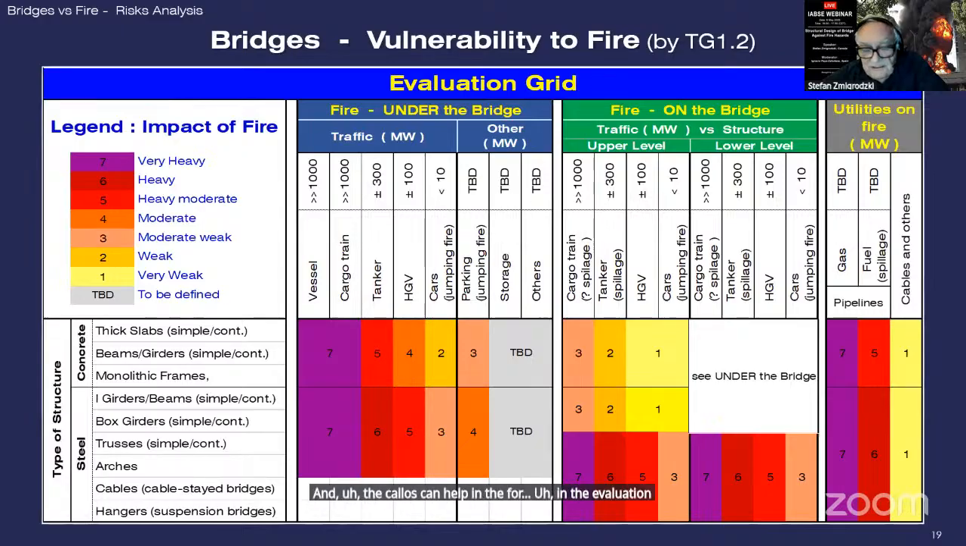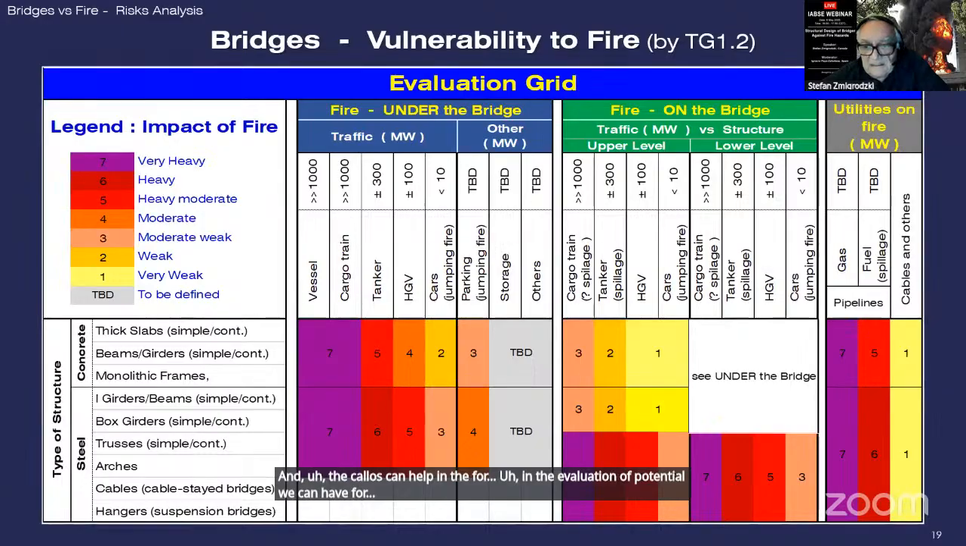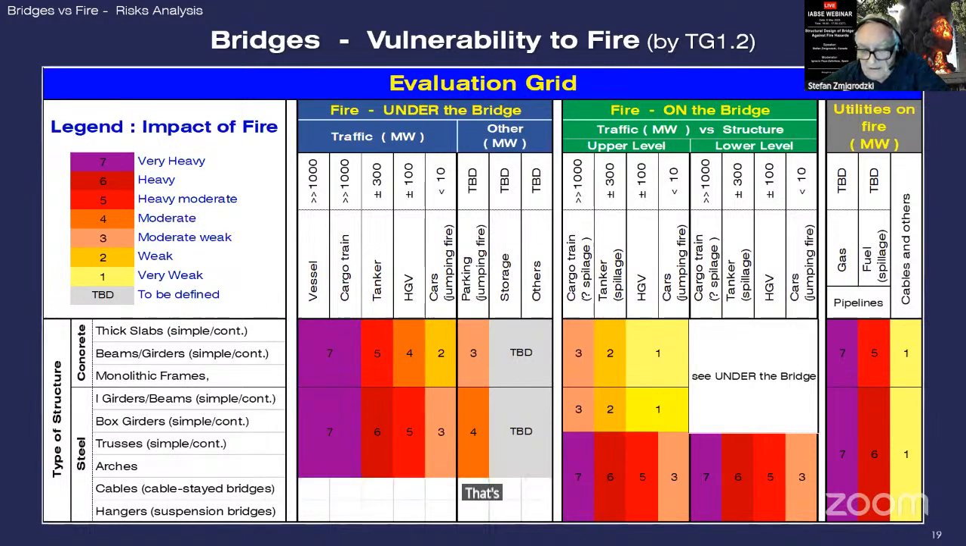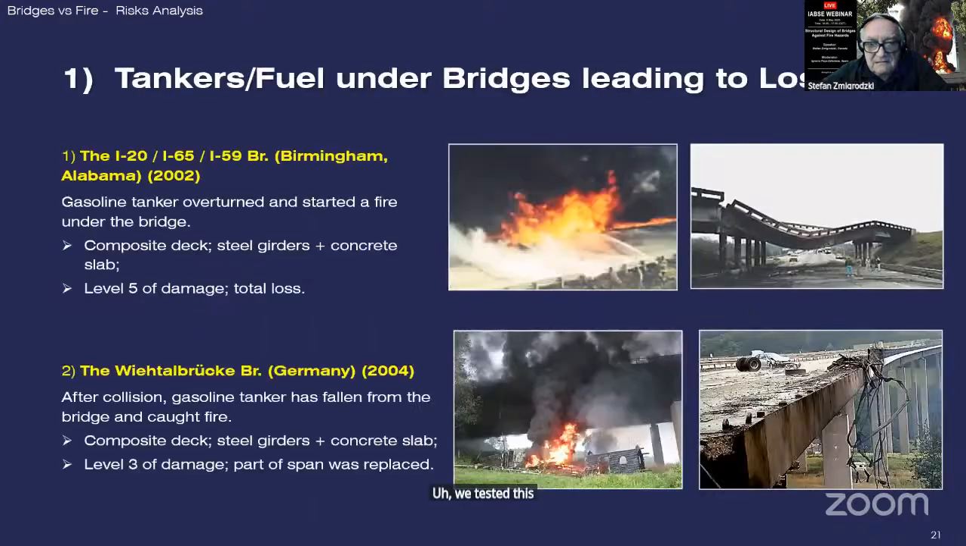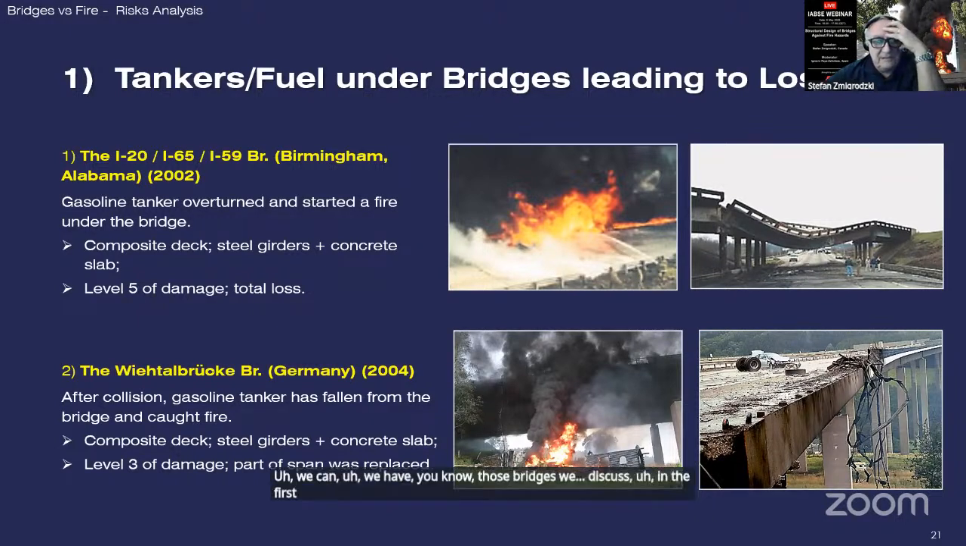The colors can help in the evaluation of the potential we can have for any case and any structure, but not, as I said before, in quantitative terms; it's in the overall perspective for the consequences of the risk of fire. We tested this grid with the examples we presented to you in May. The first family was tankers and fuel under bridges leading to losses.